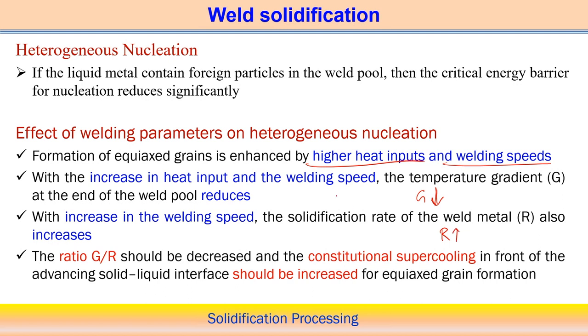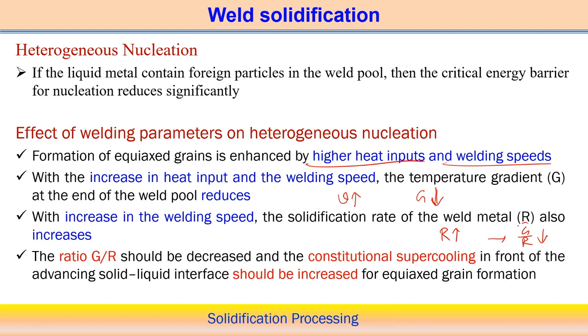So, in both cases, if V, the welding speed, increases, the temperature gradient decreases, but the weld metal growth rate R actually increases. Therefore, G decreases and R increases, and both contribute to the G by R ratio reducing. When the G by R ratio decreases, the constitutional supercooling should increase.